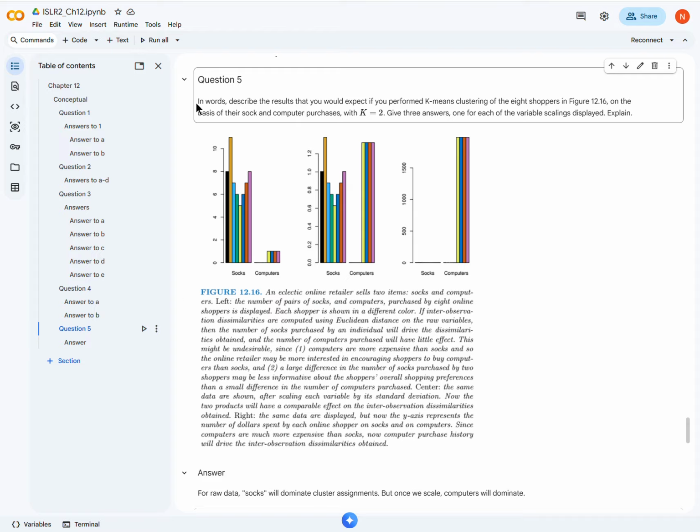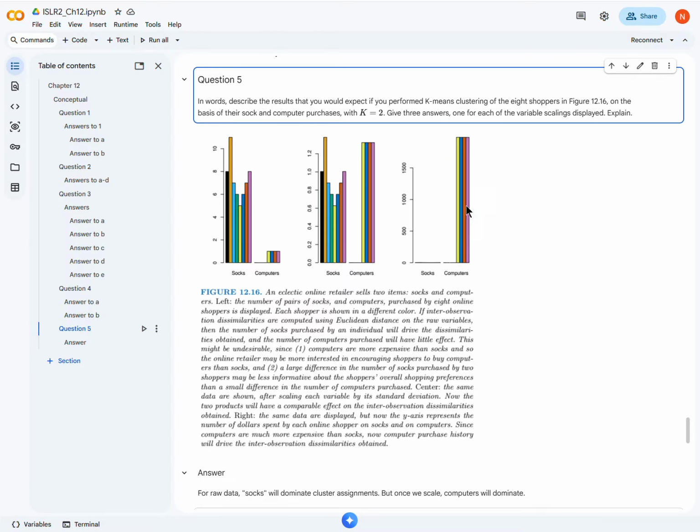So, we are meant to, in words, describe the results that would be expected if we perform k-means clustering of the 8 shoppers figured in figure 2.16, and we'll talk about that here in a little bit, but I've pasted it down below, on the basis of their purchases of socks and computers. Okay, and we have k equals 2.